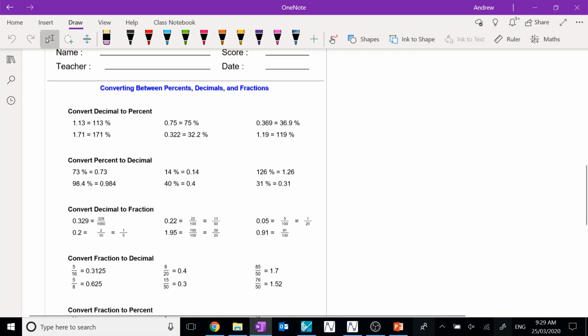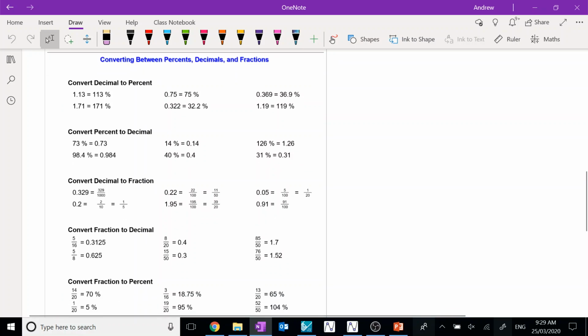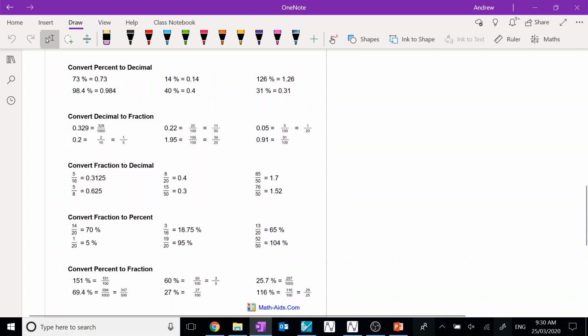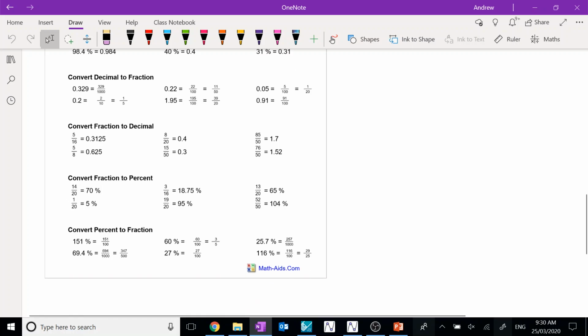Remember, converting a decimal to a percent, we times by 100. Converting a percent to a decimal, we divide by 100. A decimal to a fraction, you need to write it as its place value. So that 3 is going to be tenths, that 2 is going to be hundredths, that 9 is going to be thousandths. So it's 329 over 1,000. Fraction to a decimal, we just divide the numerator by the denominator. A fraction to a percent, we times by 100. And a percent to a fraction, we divide by 100.